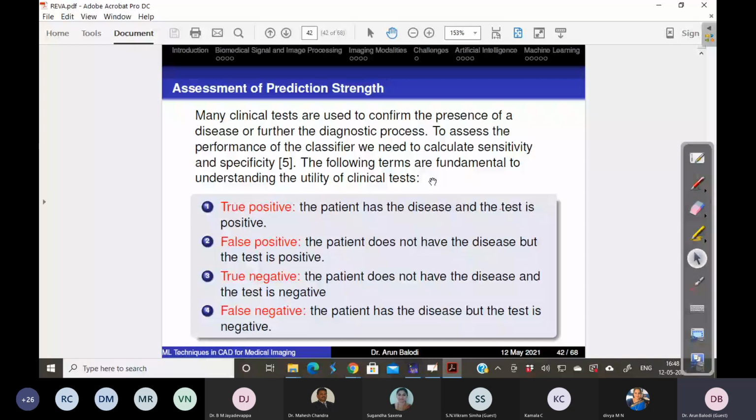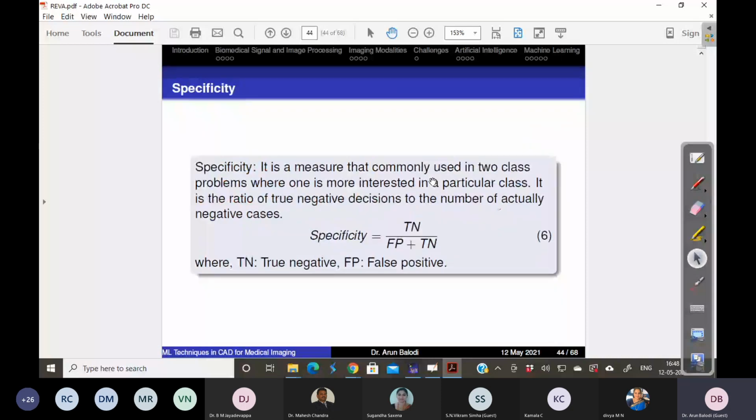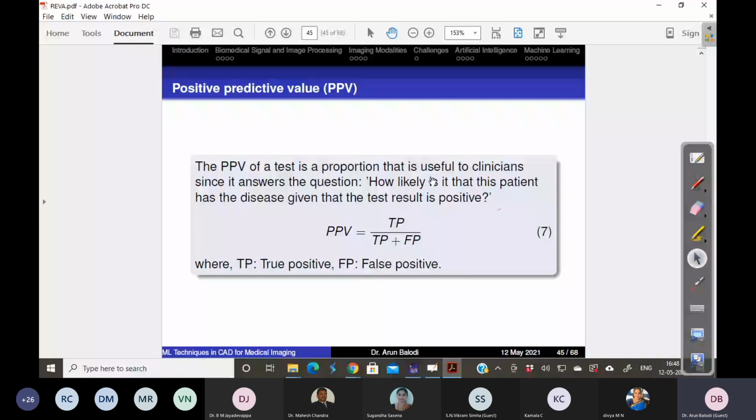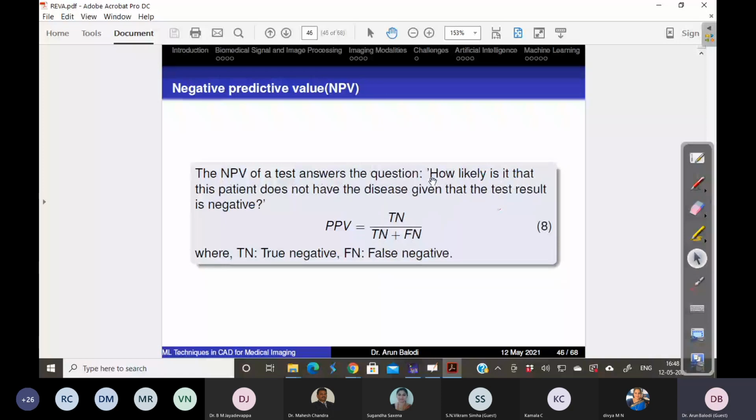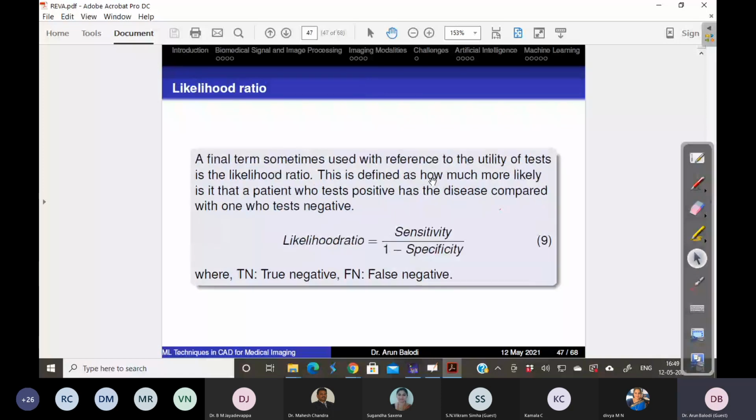So based on these 4 parameters, we are going to find the sensitivity of our system and the specificity of the system. Specificity means the true negative divided by false positive plus true negative. Positive predictive value, that is the PPV, is again TP divided by TP plus FP, that is the true positive and false positive. Another parameter is the negative predictive value, that is NPV, and the likelihood ratio. Based on these parameters we will say whether our computer aided diagnosis or classification system is right or wrong, doing well or not.